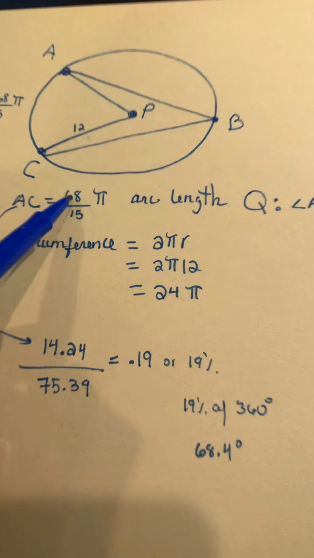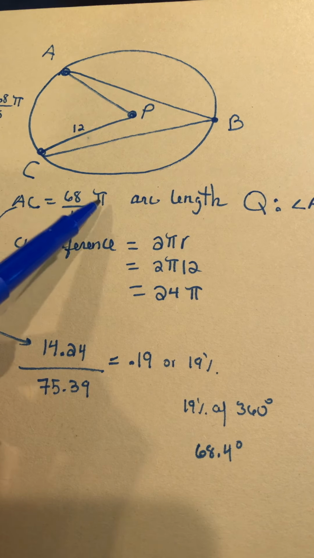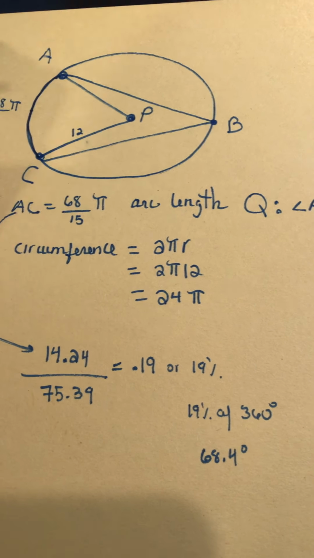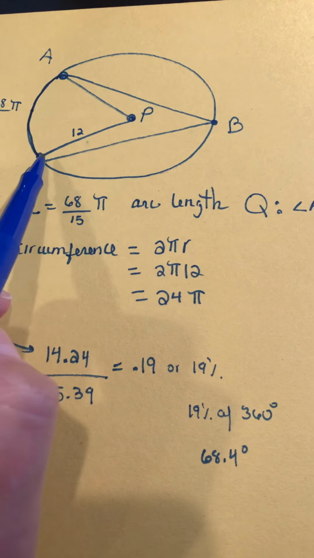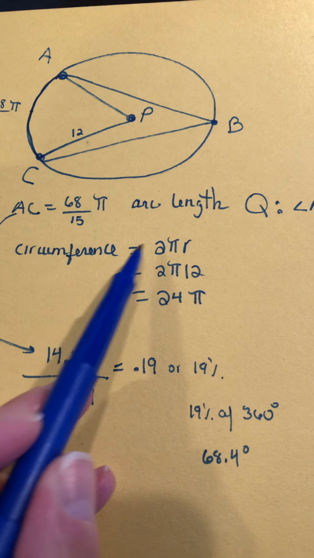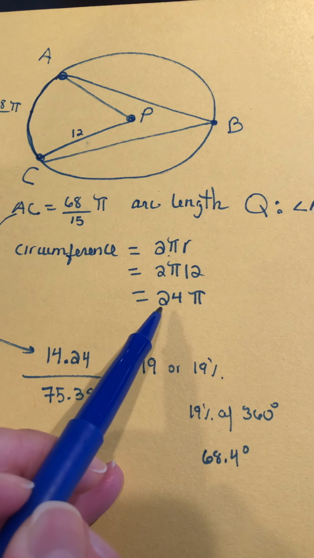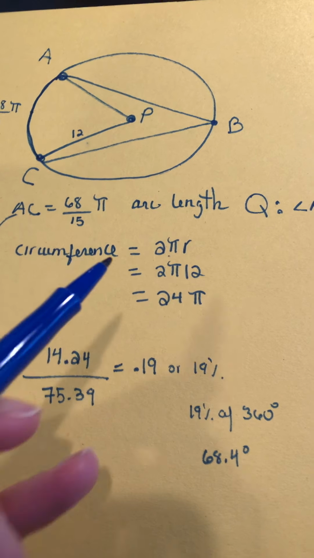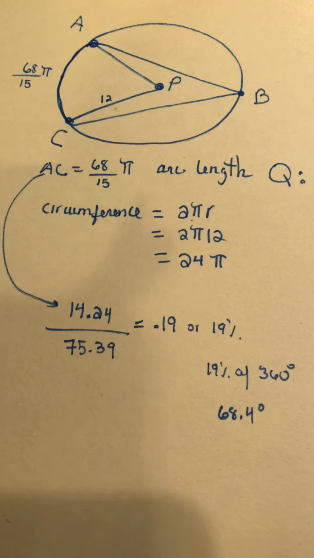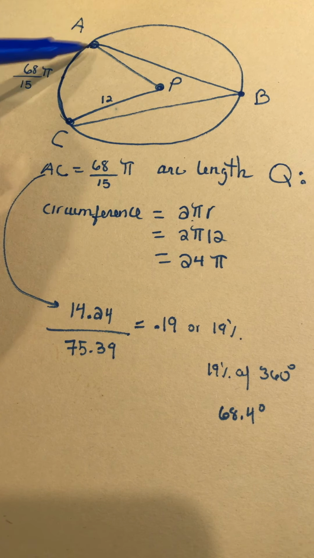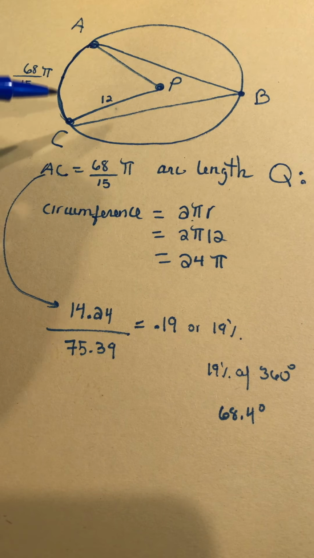Okay, so if the arc length is 68 over 15 pi, right? The arc length is some fraction of the circumference. So what is the circumference? Well, the radius is 12 and the circumference is 2 pi r, so the circumference is 24 pi, right? So here's how I think about it. What percentage of this arc length from A to C is of the entire circle?